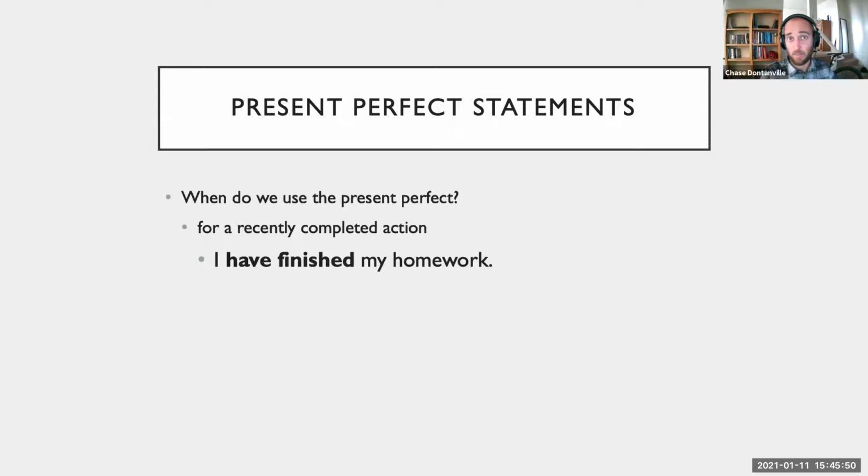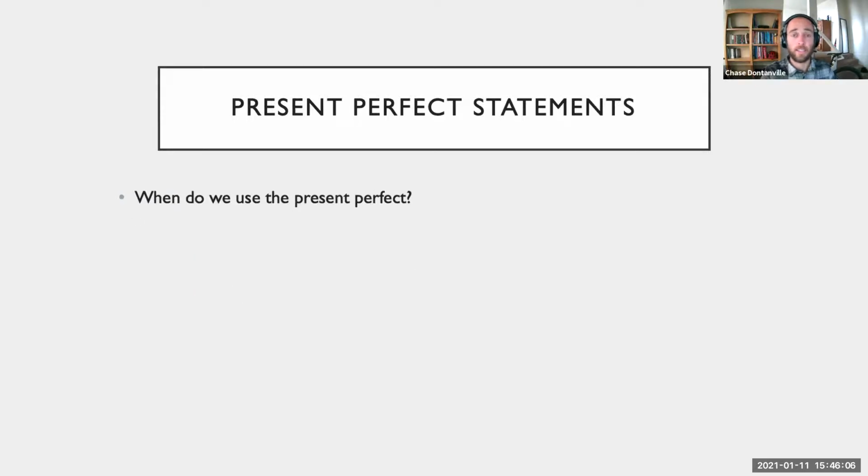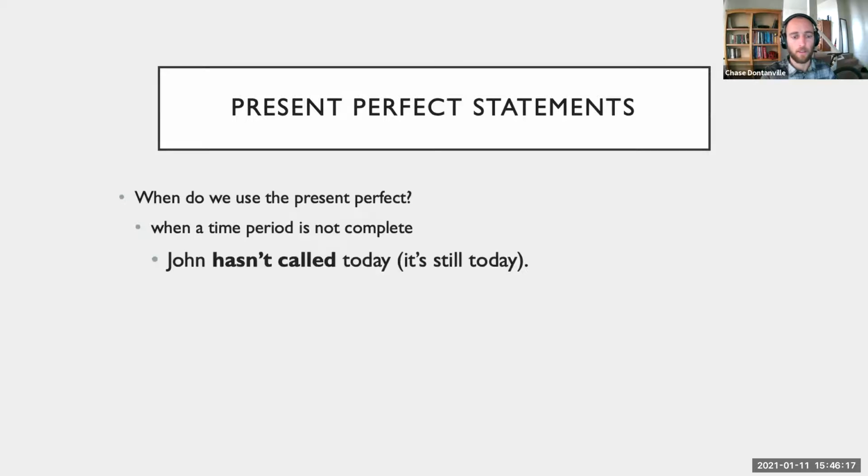I have just eaten breakfast, for example. Or the plane, sorry, it should say plane. The plane has just arrived, so it just landed. So those were recent completed actions. We also use it when a time period is not complete, so an incomplete action. So here, John hasn't called today, but it's still today, so he might call later. So because today is not finished, we use the present perfect.